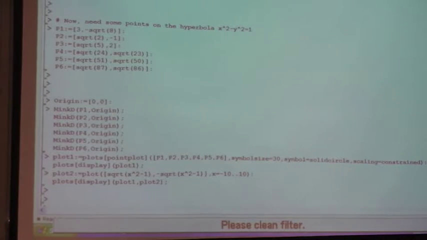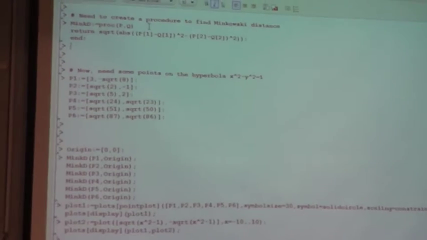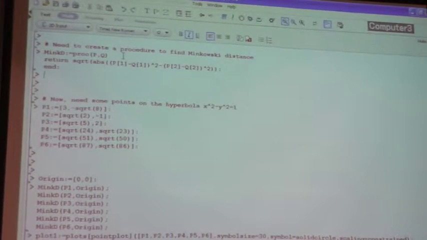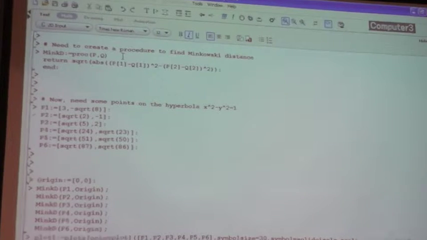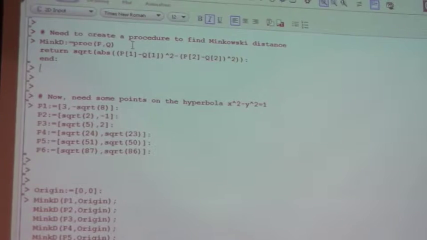This is kind of what I did when I wanted to play around with it. So the first thing, we have to write a procedure that finds Minkowski distance. Can everybody see this just fine? Or do I need to make it bigger? Okay. So Minkowski distance. That does exactly what it says.